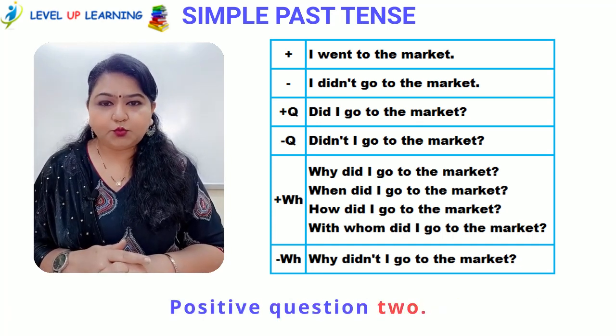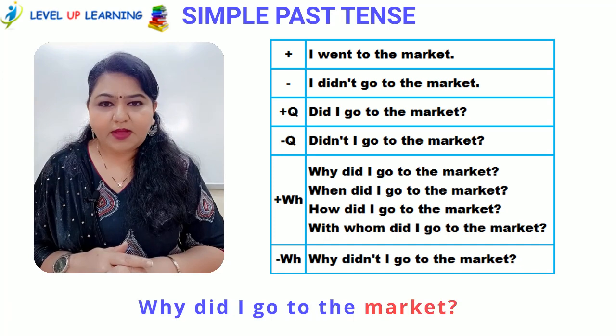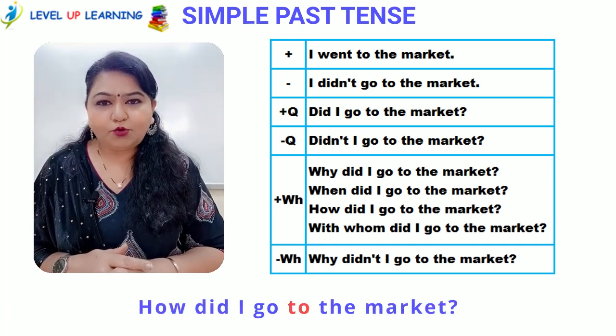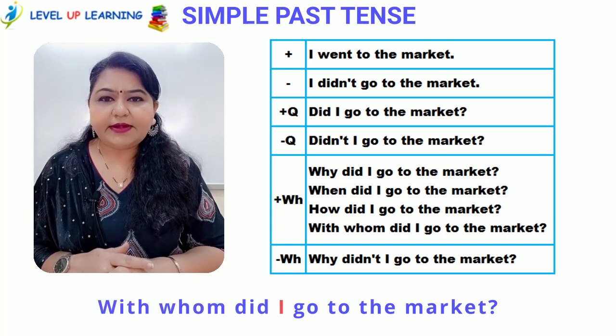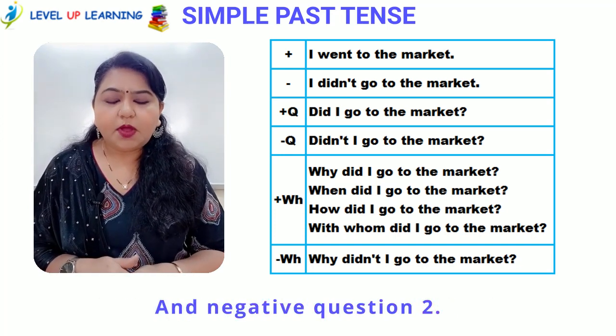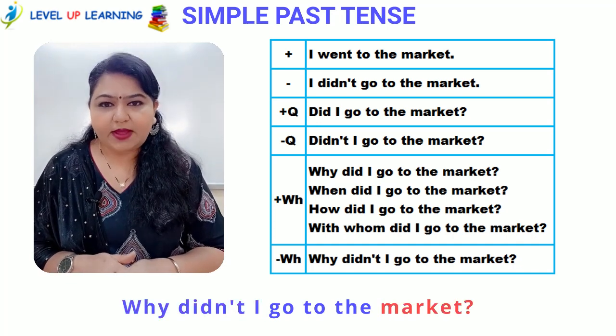Positive question 2, why did I go to the market? When did I go to the market? How did I go to the market? With whom did I go to the market? Multiple options are available. And negative question 2, why didn't I go to the market?